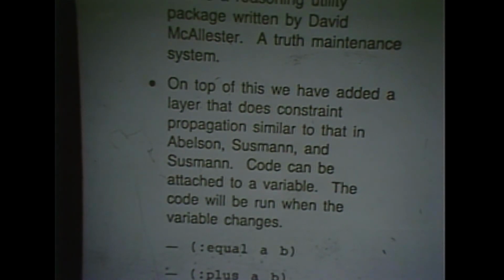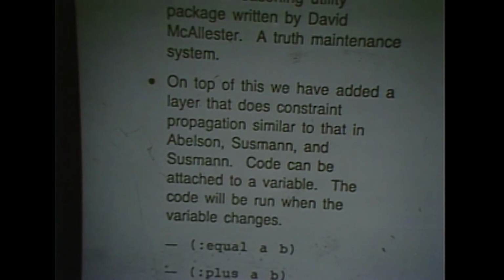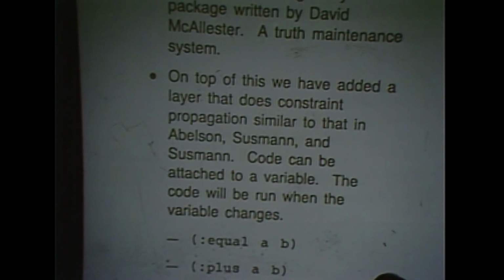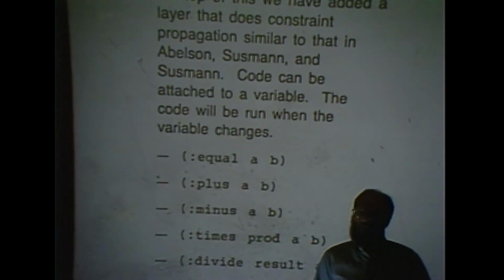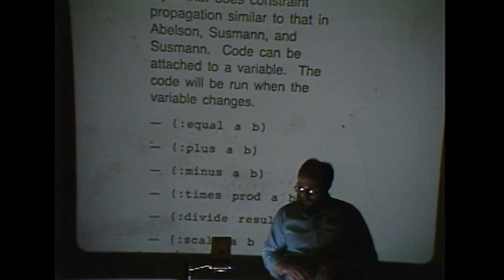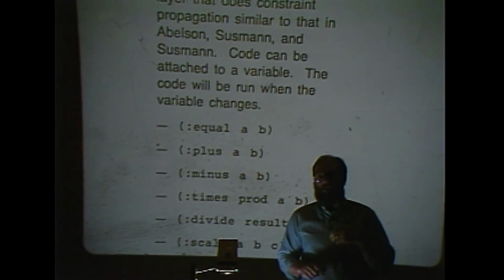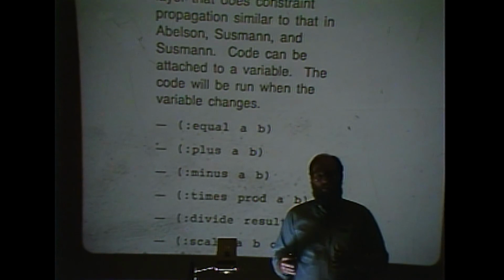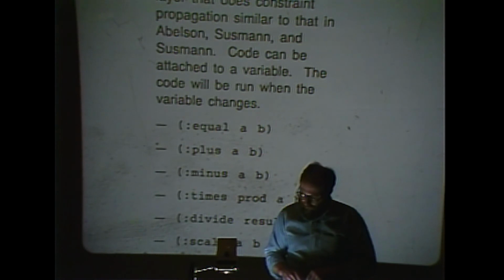On top of the reasoning utility package, we've added a layer that does constraint propagation, similar to that of Abelson, Sussman, and Sussman. So when I put in an x value, if I have a equals x plus y, and y is defined, a automatically gets generated, that sort of thing. And we have code attached. One of the nice things about the reasoning utility package is that you can have notifiers, so that when a variable changes, or when a particular condition arises, it'll fire off a bit of code for you. And we use that quite heavily to send messages around to our widgets. You'll see some of that later.